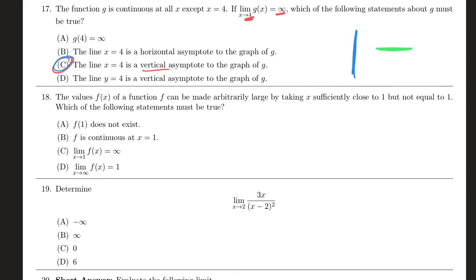18 could have been a question I gave you on our Unit 1 test. Our function values are getting large. Well, x is getting close to 1. Well, if x is getting close to 1, that means you want x going towards 1. And then our function values are going to be equal to infinity. So C is the right answer here. X is getting close to 1. Our function values are getting very large.